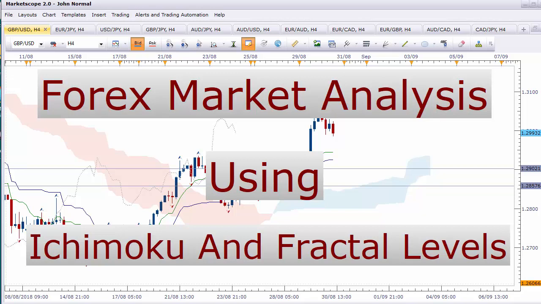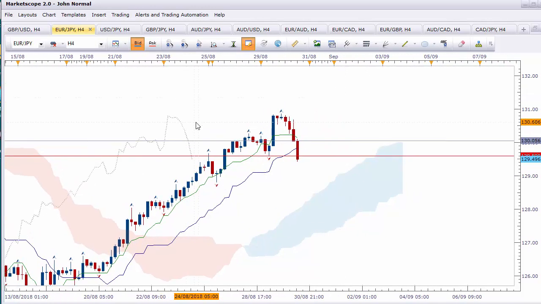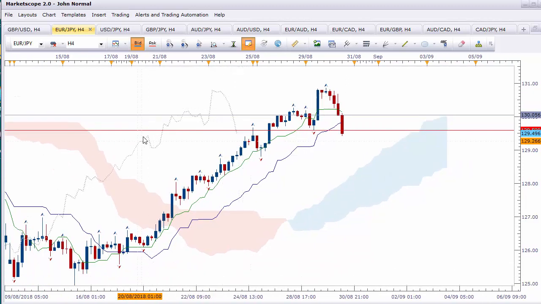So we're just going to have a quick look at the market and see if there's any opportunities on the horizon. We're going to start off with the euro yen, because there's nothing on the pound USD yet. As you can see, we're in a very strong uptrend. This is the H4. So let's go to the daily.